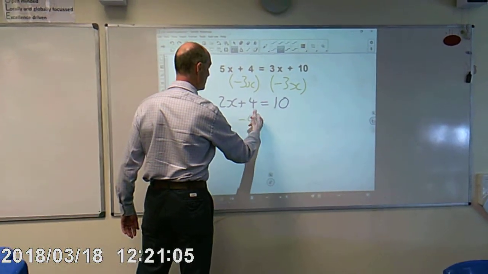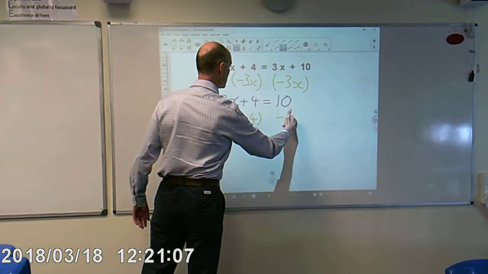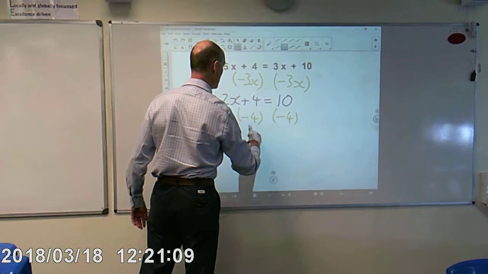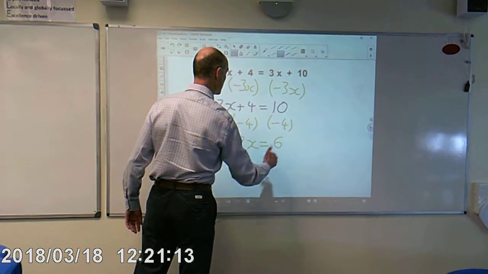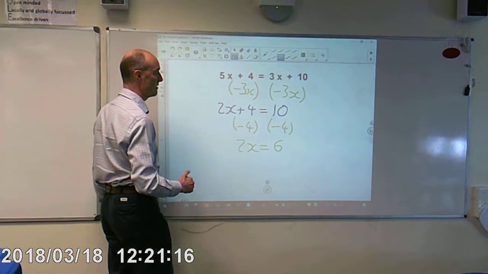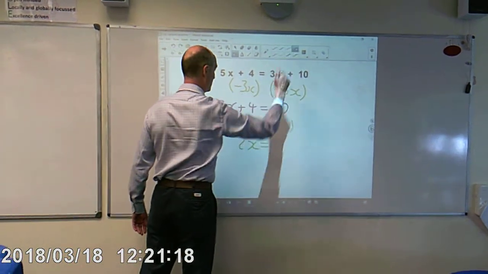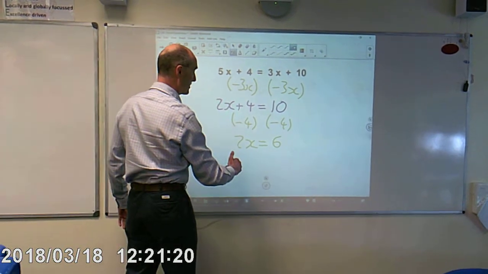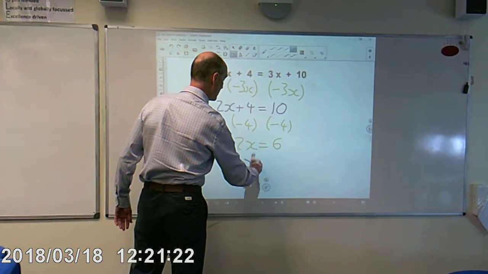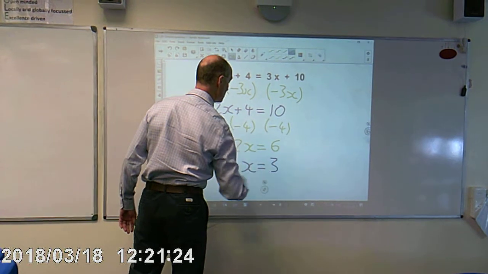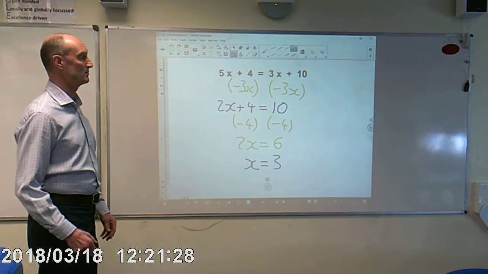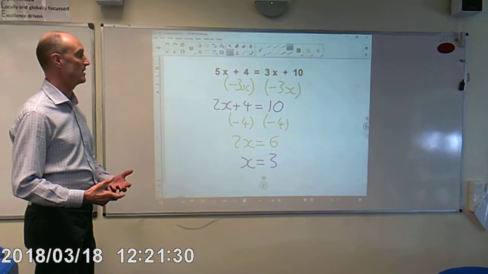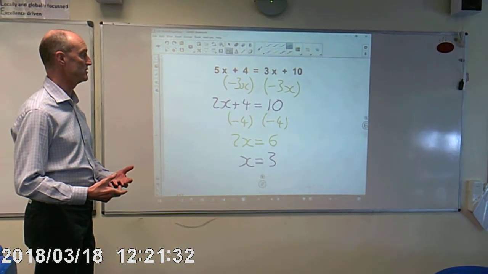Subtract 4 from both sides. Subtract 4, that leaves our 2x on the left hand side on its own. It leaves us with 6 on the right hand side. Divide both sides by 2. x equals 3, return value. Next step up. So we're starting to get into level 4 now, as far as your GCSEs are concerned.